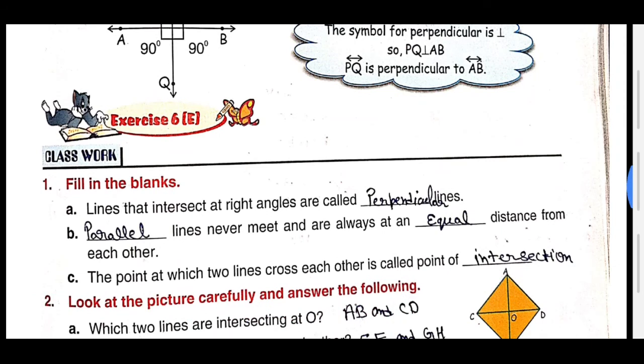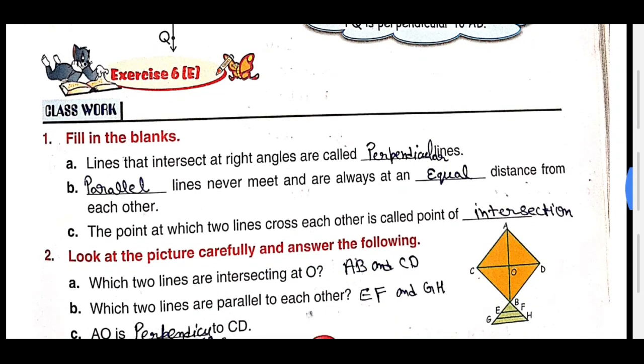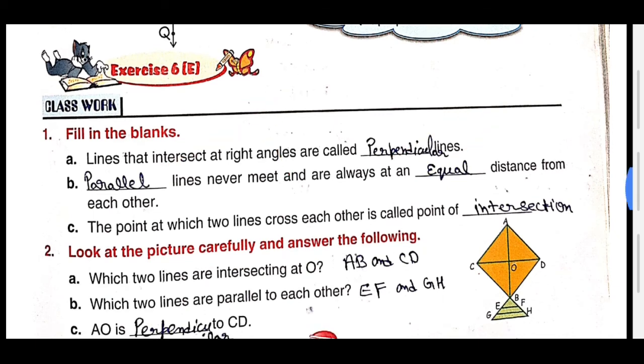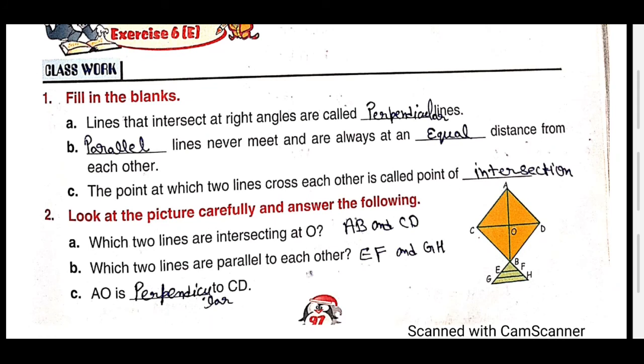Now let's move on to exercise 6C. Fill in the blanks. Lines that intersect at a right angle are called what? Right angle means 90 degrees. So they are known as perpendicular lines. Okay. Dash lines never meet. Which lines never meet? Parallel lines never meet, and are always at an equal distance.